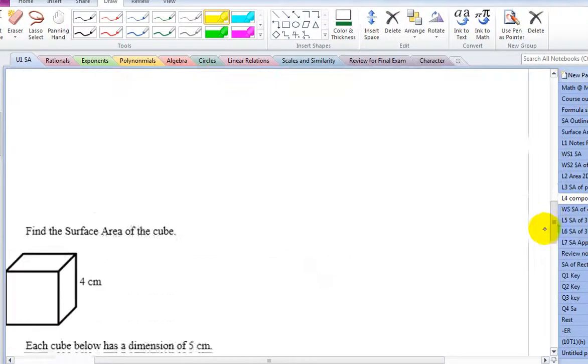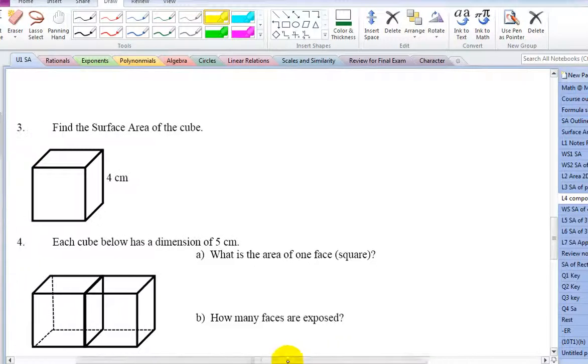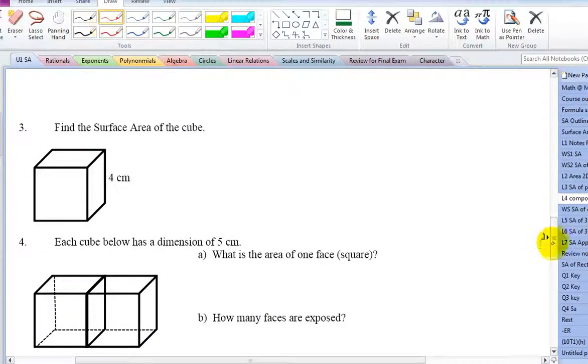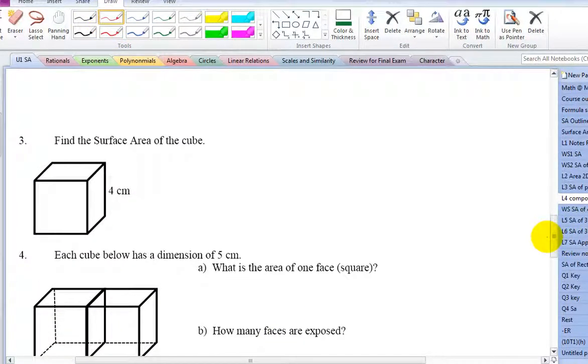Moving on then, listening please. Surface area of a cube. I remember I just did this morning with my grade 10s. So what we do is we find the area of one square. Area equals s squared. Okay, this here is your side length squared.